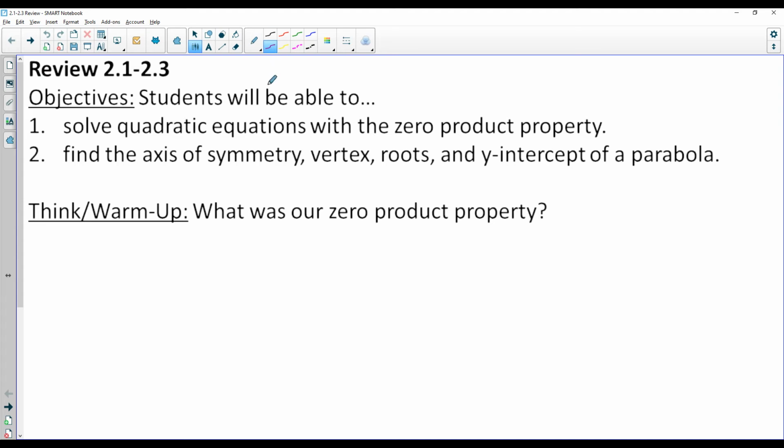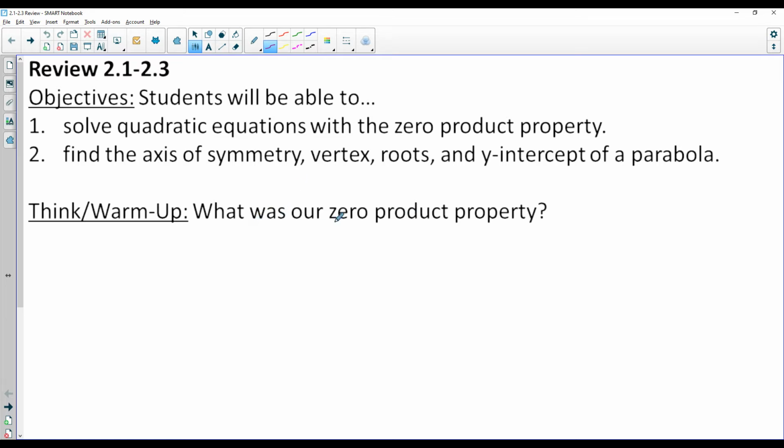Guys, welcome back, and today we are going to be reviewing what we learned from 2.1 to 2.3. We took a little detour because I thought we needed that break to make sure that we were up to par on where we should have been. So this is just going to be a review, so I'm going to go pretty fast through it because we should have all seen this before.